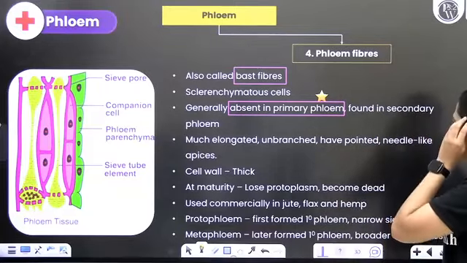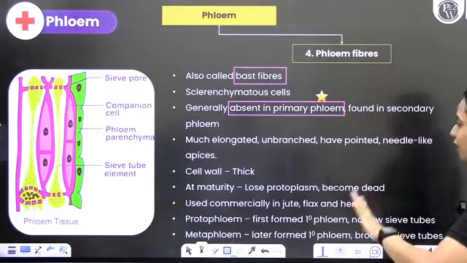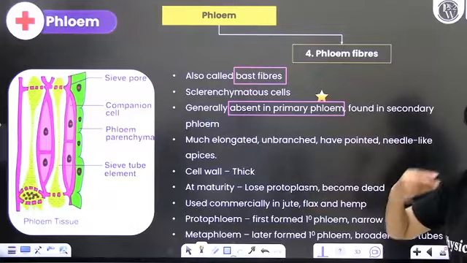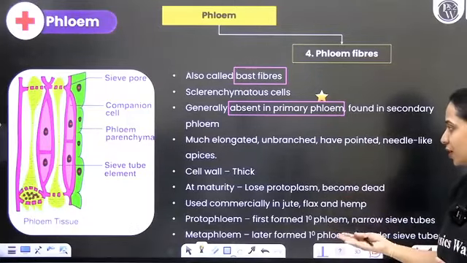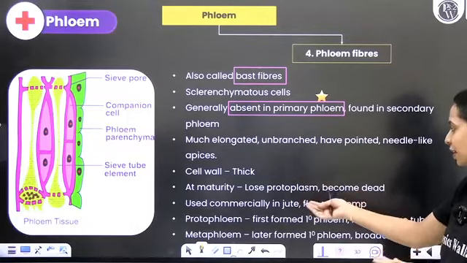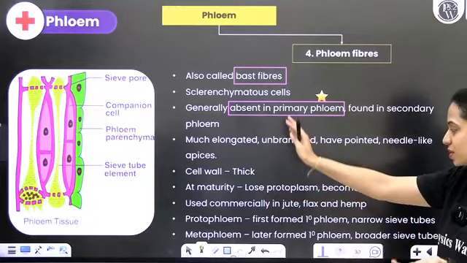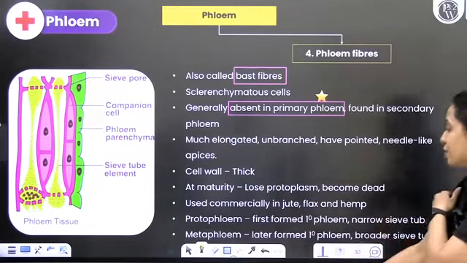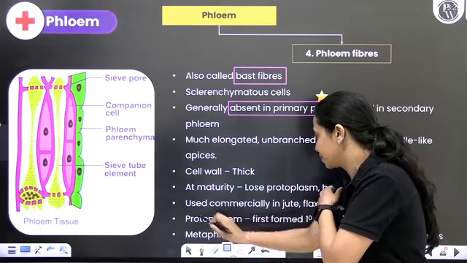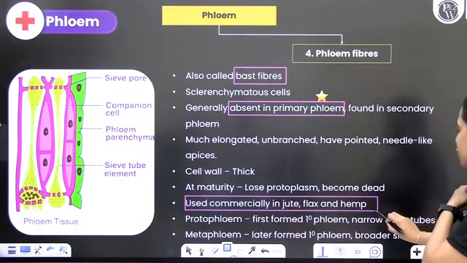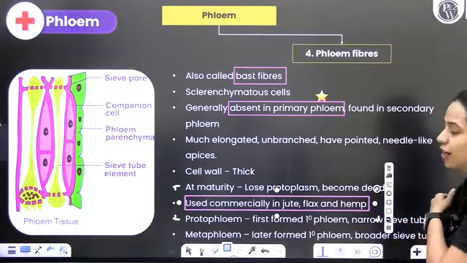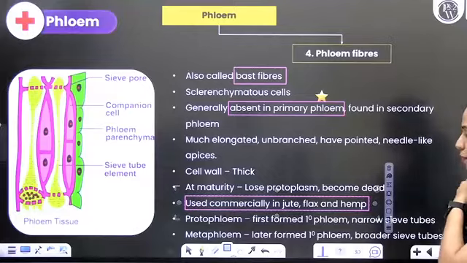So these are unbranched and they have pointed needle-like apices. We already know that if it's a fiber, that is how its structure is. How is its cell wall? It is thick. At maturity, what happens? It is dead. It loses its protoplast. So this is of commercial importance. The jute, flax and hemp fiber that we get are basically phloem fibers.